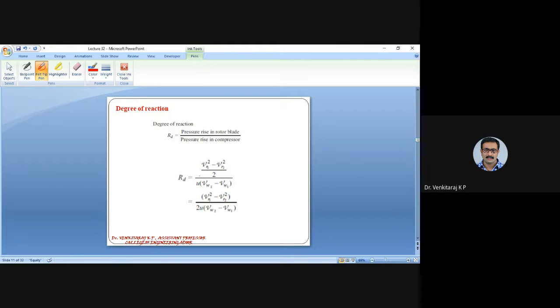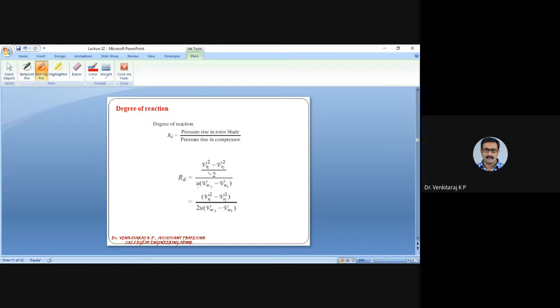The pressure rise in the rotor blade is accounted for by taking the difference between VR1 square by 2 and VR2 square by 2, the kinetic energy with respect to the relative velocity. So VR1 square minus VR2 square by 2. This is the rotor-level frictional drop, the relative velocity change, so that contributes to the pressure rise in the rotor. So VR1 square minus VR2 square by 2, this is the pressure rise.